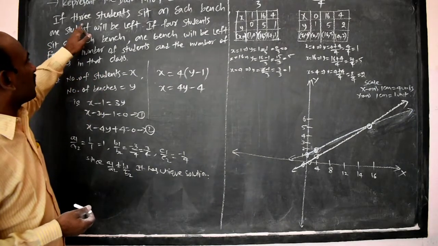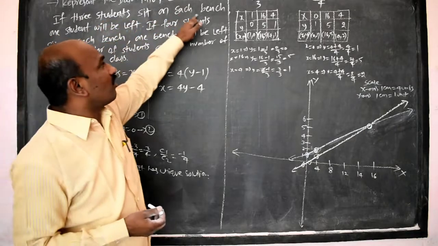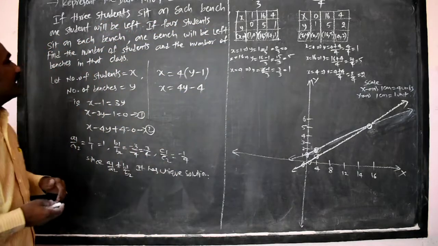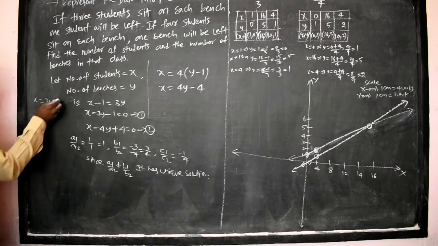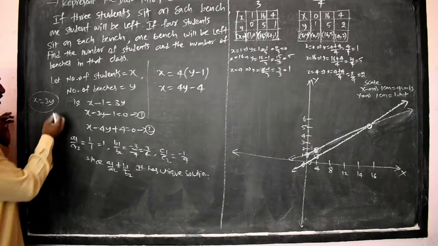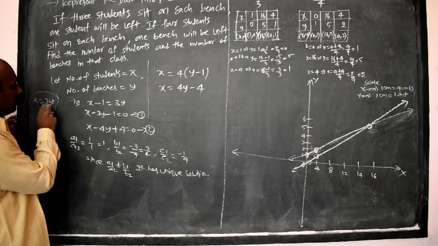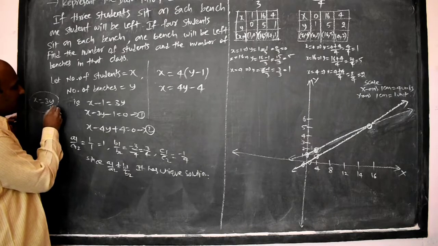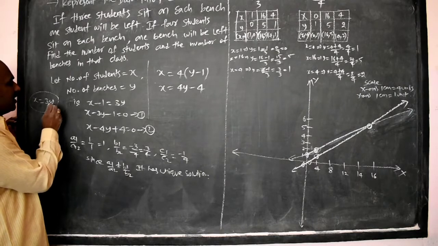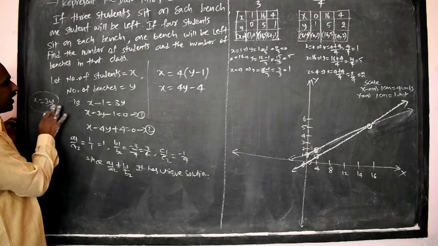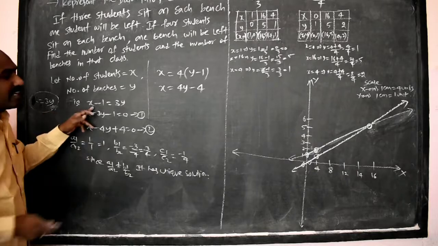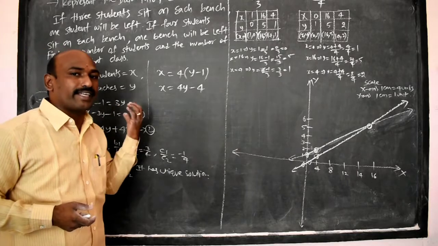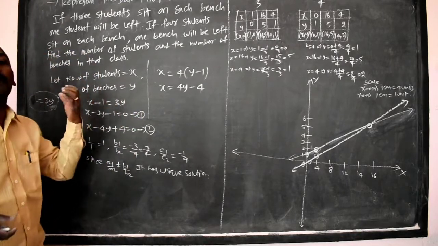For the first situation, if 3 students sit on each bench, how can we represent it? We can write x equal to 3y. With one bench, 3 into 1 is 3 students. If 2 benches, 3 into 2 is 6. If 3 benches, 3 into 3 is 9. Like that we can get. But one student is left, which means we are removing that student. Then we can write x minus 1 equal to 3y. That is the first situation.